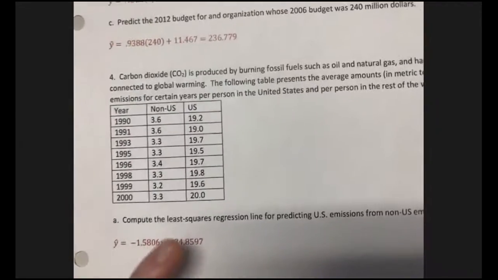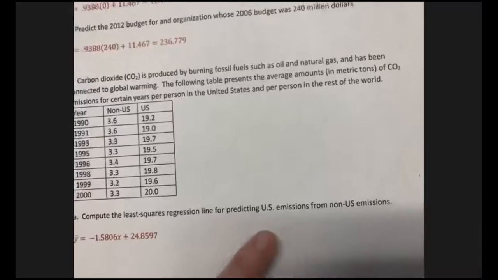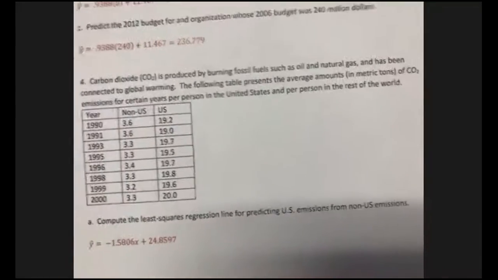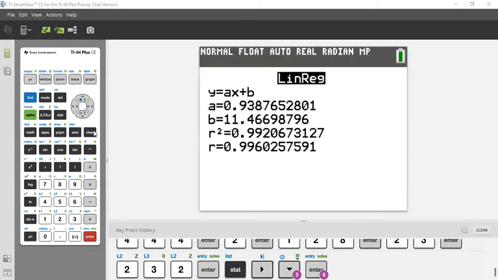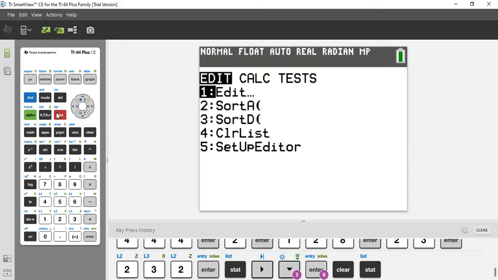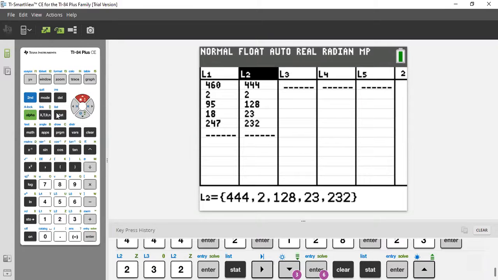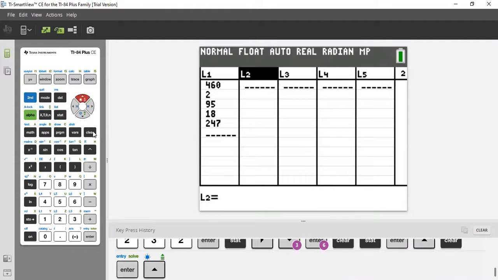And so it says compute the regression predicting US. So that means US is going to be our Y values from non-US emissions. So that'll be our X values. So we're going to go put this data in on our calculator. So let me go back to our calculator. Again, I'm going to press clear so I just don't have anything on my screen. Stat and enter so that I can go put my stuff in. I'm going to press clear and enter to clear my lists.